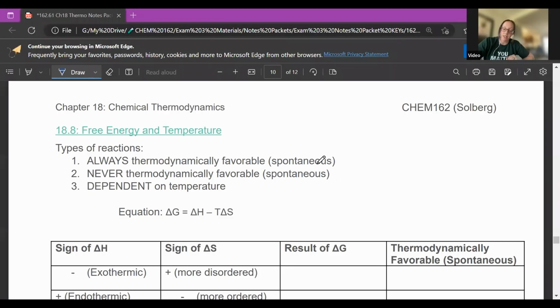Okay, on to free energy and temperature. So we've talked about enthalpy, we've talked about entropy and how these things favor. And we are going to talk a little bit more specifically about the temperature, or the T value, in that equation. So there are essentially three types of reactions when it comes to Gibbs free energy, or delta G. There are ones that are always thermodynamically favorable or spontaneous, ones that are never thermodynamically favorable or spontaneous, and some that depend. Okay? And it's really just based on the signs of delta H, T, and delta S, and how those play into delta G being negative or not.